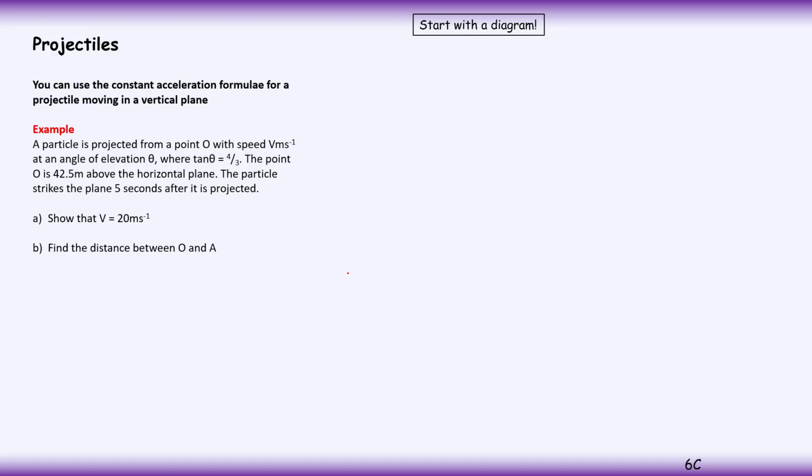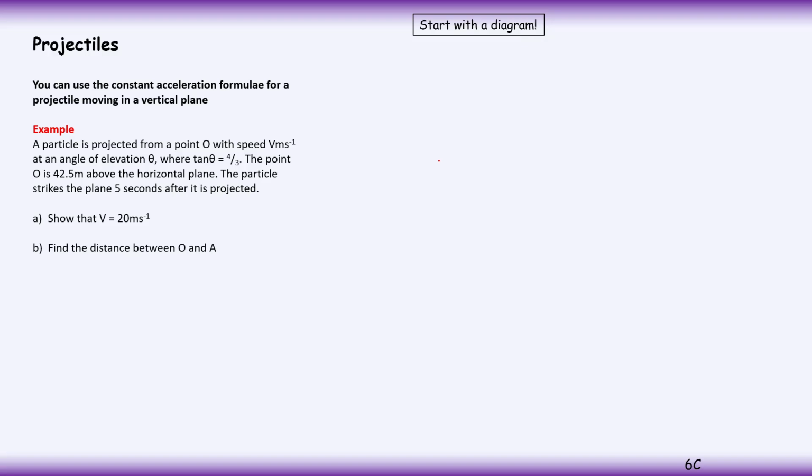Okay, so our second example, we've got a particle projected from a point O with a speed of v at an angle of elevation of theta degrees. Tan theta is given to us as 4/3. The point O is 42.5 meters above the horizontal plane, and the particle strikes the plane 5 seconds after it's projected. Show that v is equal to 20 meters per second, and then b, find the distance between O and A. So first things first, we've got to sketch the diagram.